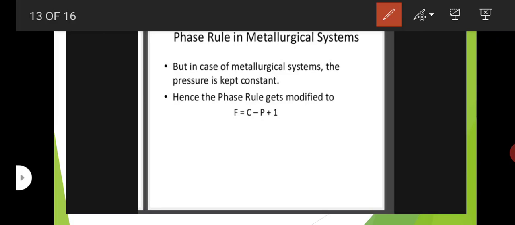But in case of metallurgical systems, the pressure is kept constant. Hence, the phase rule gets modified like this: F is equal to C minus P plus 1. Okay, actual phase rule is what? F is equal to C minus P plus 2. Okay, for metallurgical systems, the modified phase rule is F is equal to C minus P plus 1.